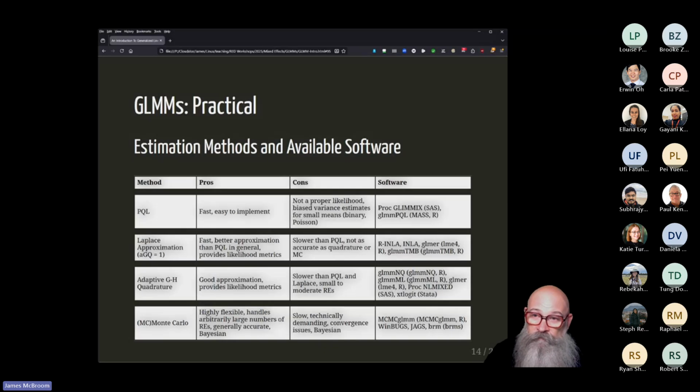If you're hell-bent on using PQL because you like your estimates underestimated or something, Proc GLMMs, if you're a SAS fanatic, there's nothing wrong with SAS. I used SAS for a long time when I first started teaching at Griffith, probably for about 15, 16 years, actually, before we moved across to R. SAS is fine. So it's got Proc GLMMs, and there's obviously GLMM PQL in the MASS library in R.